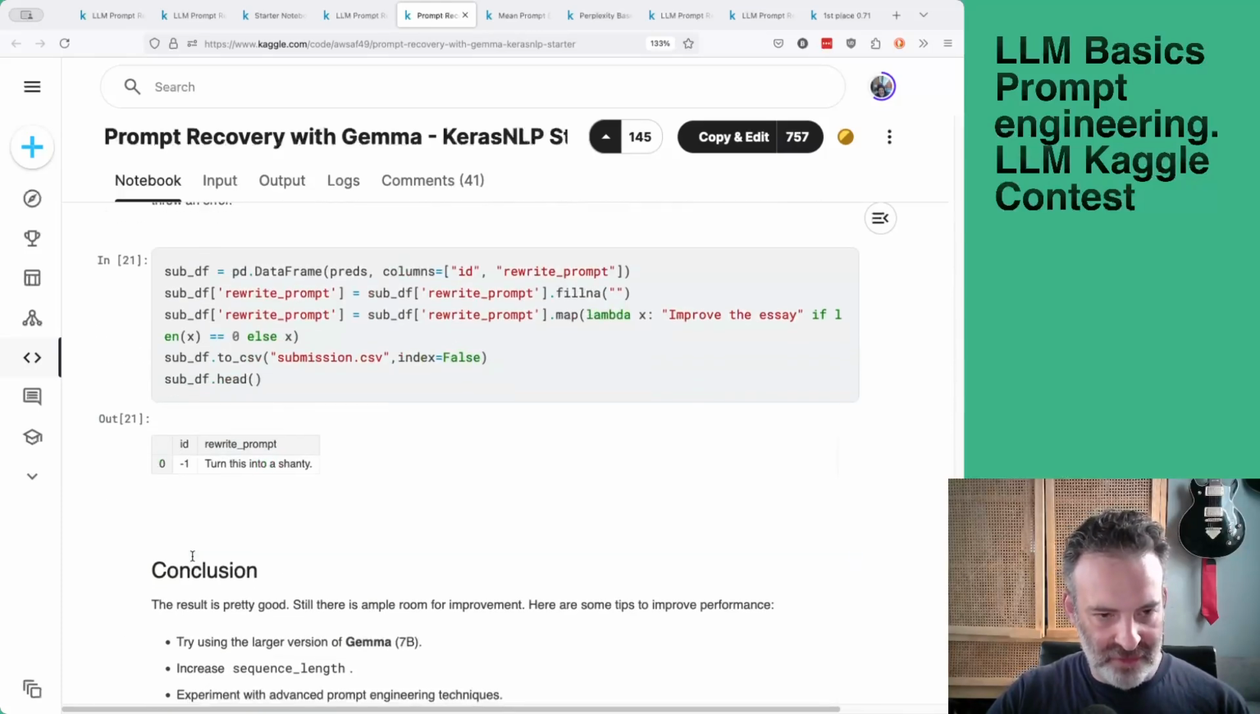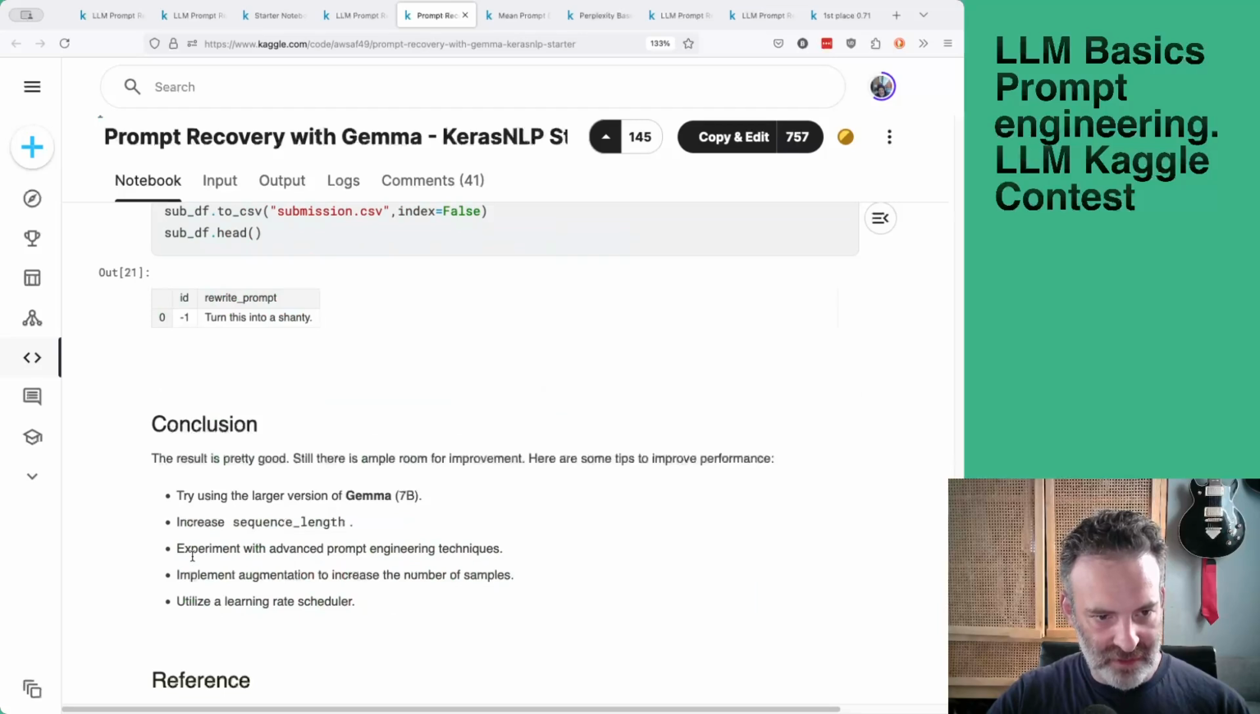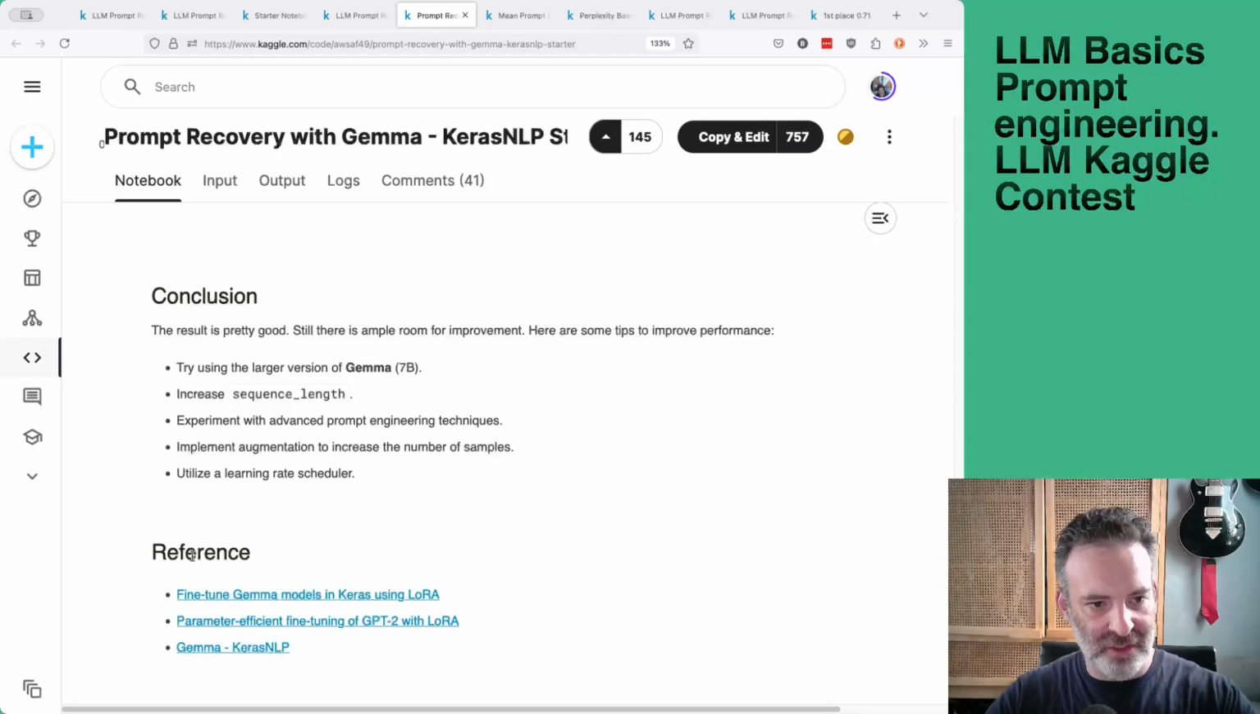Submission, just basic Kaggle stuff of putting this into a submission. Don't worry too much about this. But yeah, really good.